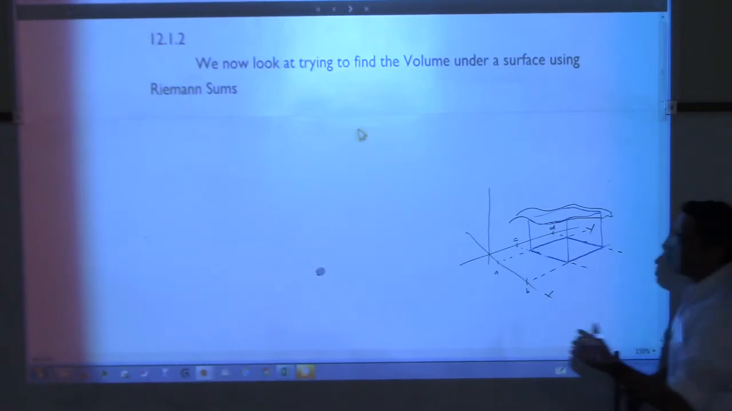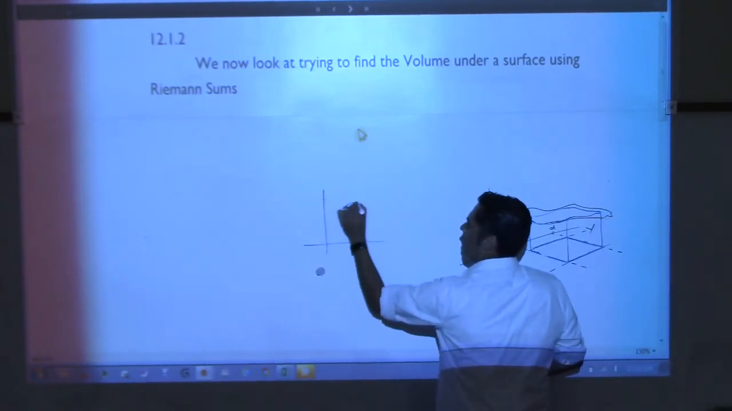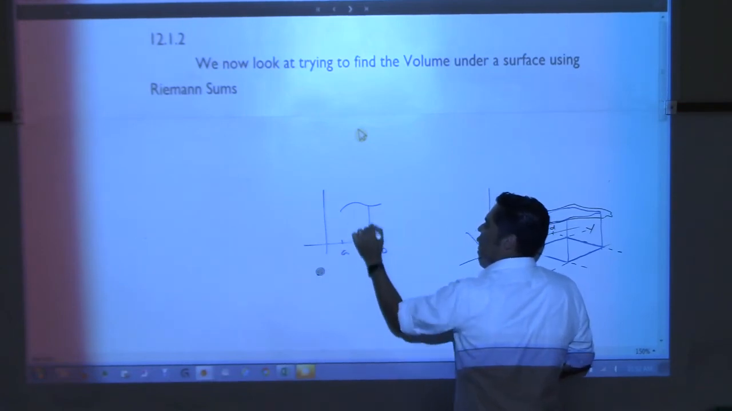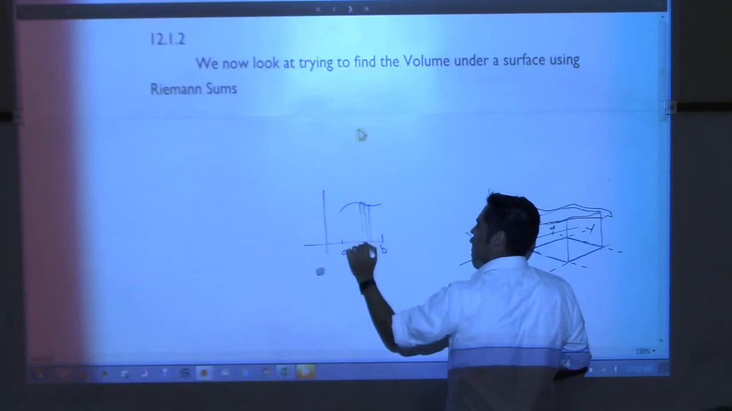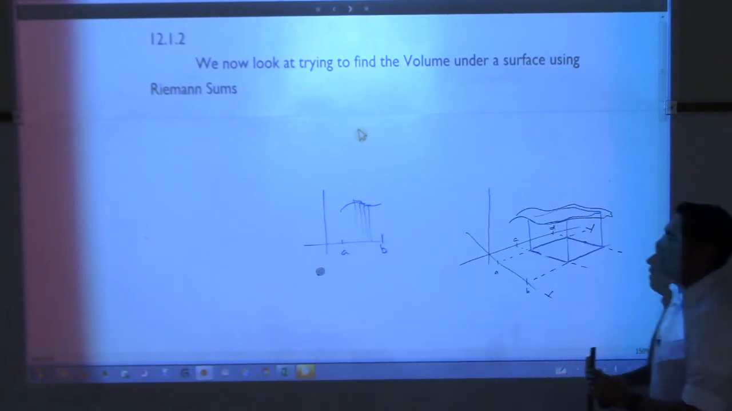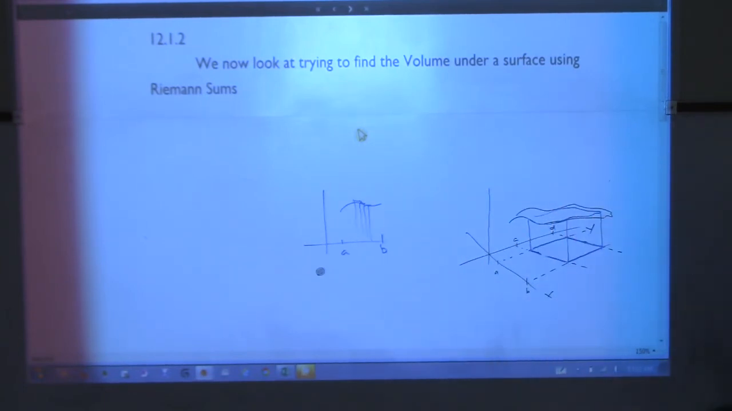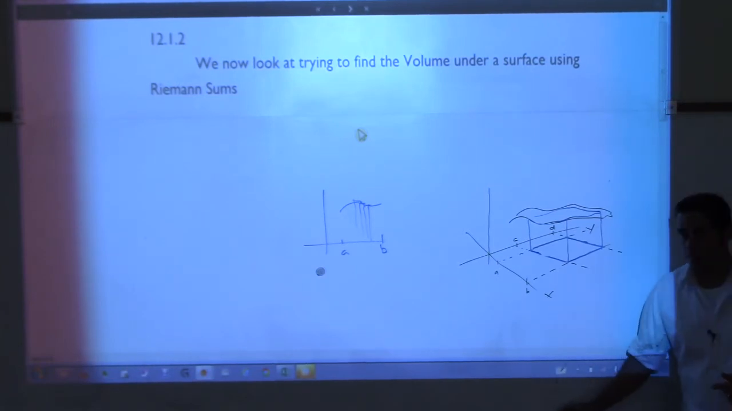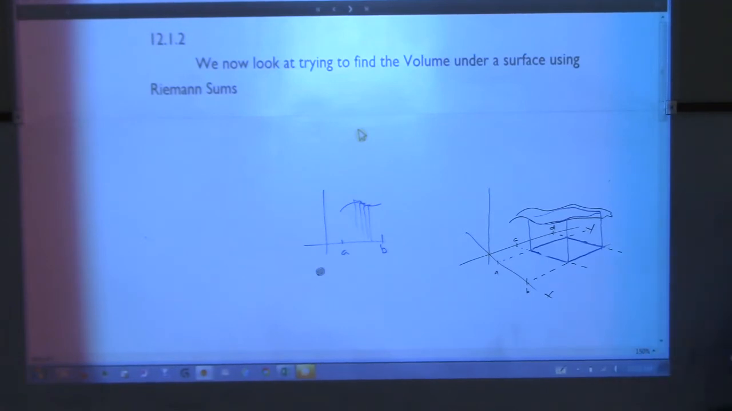Now back in the two-dimensional picture, when you go from A to B, we cut these into rectangles, right? But here you can't do it because we're trying to find the volume under this, right? Areas give you areas. How are we going to get volumes? We just box them up. How about we do boxes?